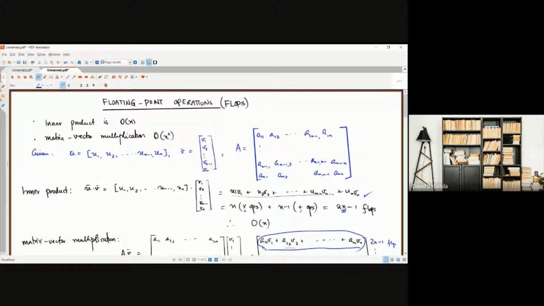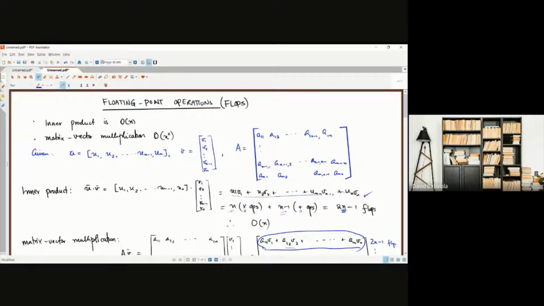And in this expression, we have n terms, 1, 2, up to n. And in each term, we have a multiplication. So that means we're going to have n multiplications. And between two terms, we have an addition. That means among n terms, we're going to have n minus 1 additions. So when you add up all the operations, we have 2n minus 1 flops.